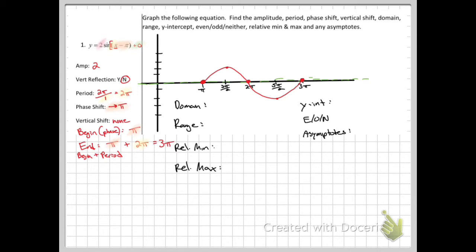Okay, so domain. Remember, we graphed one period, one cycle of pi, but it does go on forever, so the domain is all real numbers. Range, what's the lowest this graph goes? Well, it goes down to -2 and it touches it, so that's a bracket. What's the highest this graph goes? It goes up to +2 and it touches that. That's a bracket as well.